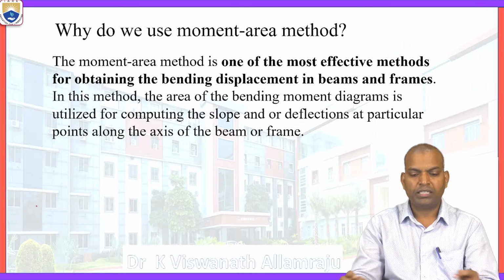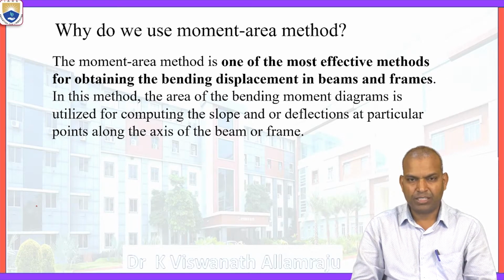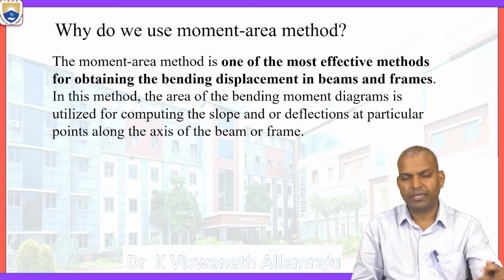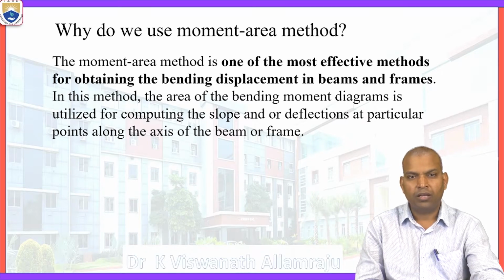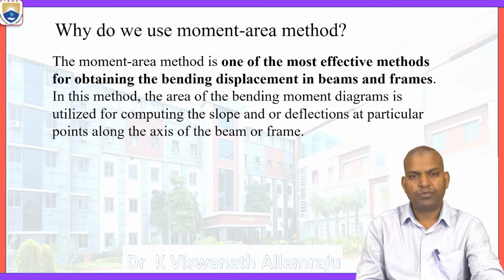Now, there are various methods. What are the most effective methods? The first is the double integration method, next the Macaulay's method, then the moment area method, and the fourth one is the conjugate beam method. Each method has its own uniqueness in calculating the slope and deflection of beams when various types of loads are acting on the beams.